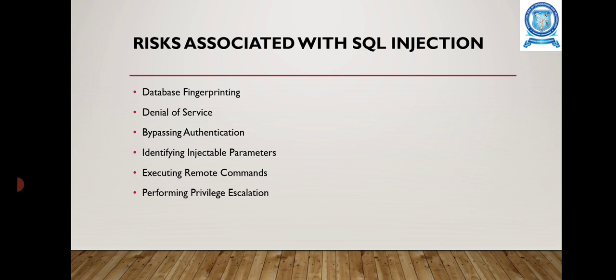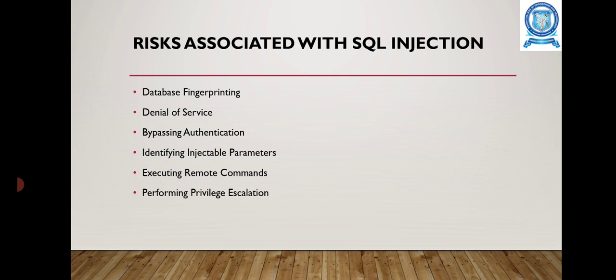That means the attacker can determine the type of database being used in the backend, so that they can use database specific attacks corresponding to the weaknesses in the particular DBMS. Denial of service means the attacker can flood the server with requests, thus denying service to the valid user, or they can delete some data. Bypassing authentication. That means this is one of the most common risks in which the attacker can gain access to the database as an authorized user and perform all the desired tasks.